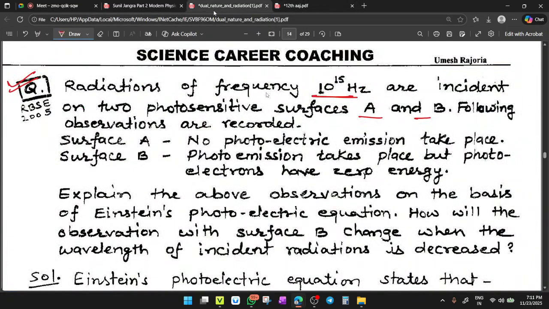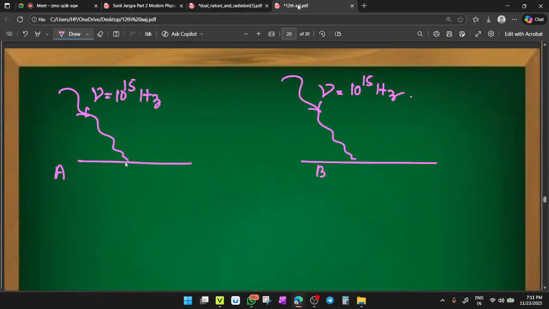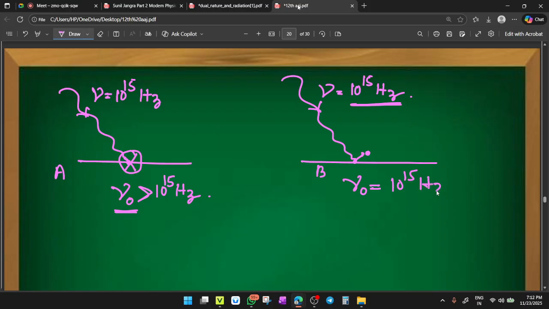Now, what is happening there? First, from surface A, no photoelectric emission takes place. Definitely, this means the threshold frequency required is greater than 10 to the power 15 Hz. Clear or not clear? So it cannot fetch out the electron. But here it just fetches out the electron and the electron is on the surface, which means this frequency is exactly the threshold frequency. So here nu naught equals 10 to the power 15 Hz. Clear?